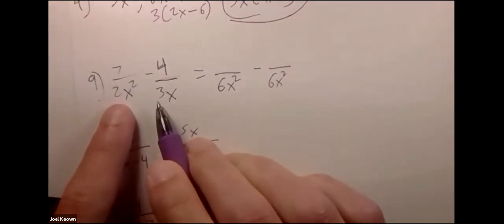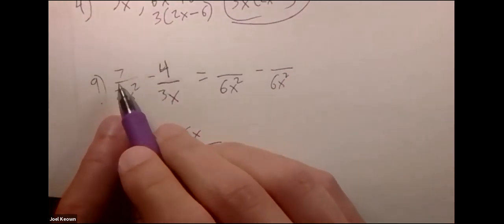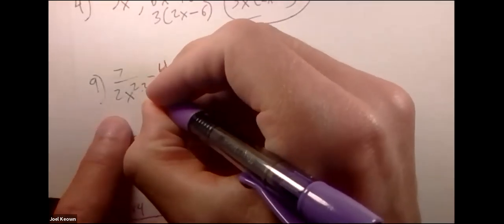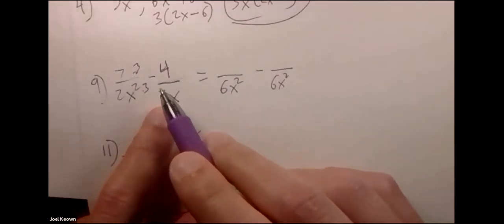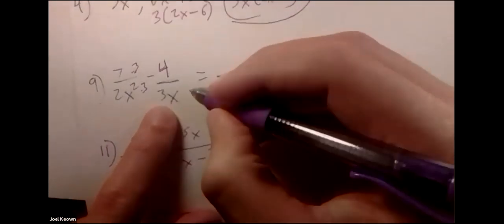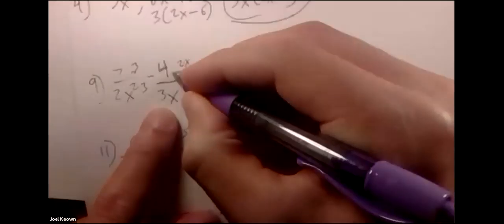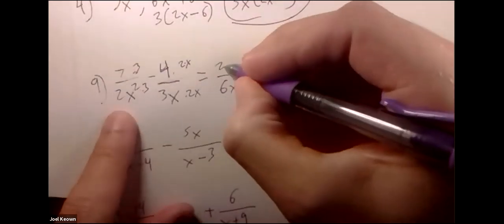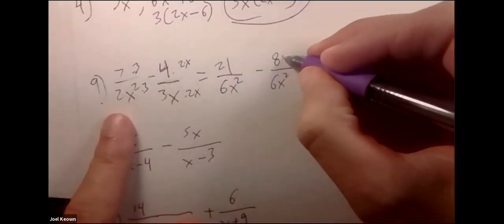So I want to change these fractions to that denominator. Well, what do I need to do? I need to multiply this fraction top and bottom by 3. I need to multiply this one by 2 and then another x. So 2x, 2x. Right? 7 times 3 is 21. 4 times 2x is 8x.